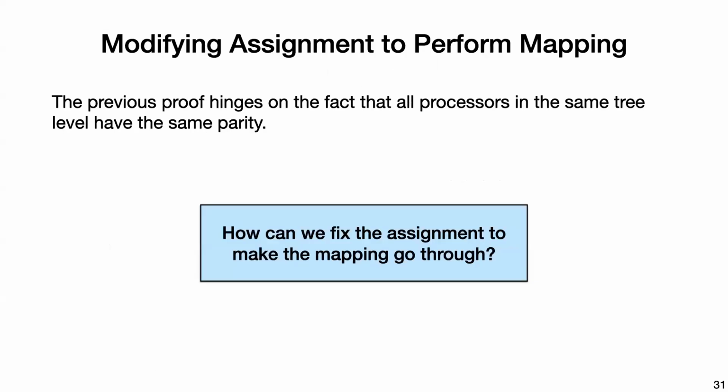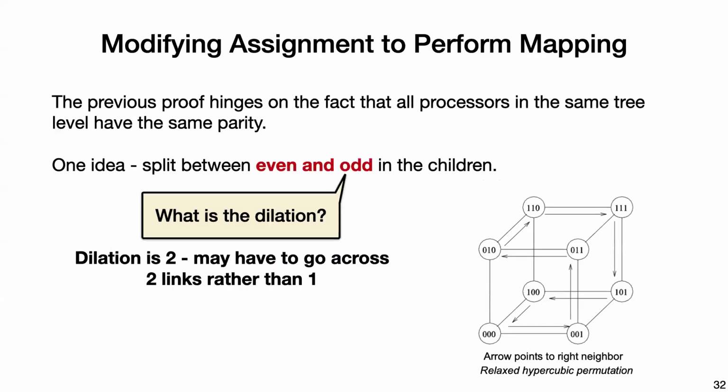So how are we going to fix it? One intermediate idea is that we can split the even and the odd in the children. They don't all have to be the same parity. However, the problem is that the dilation may be 2, because you have to go through 2 links rather than 1.